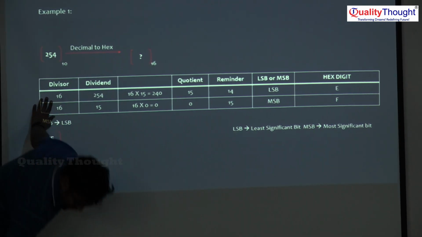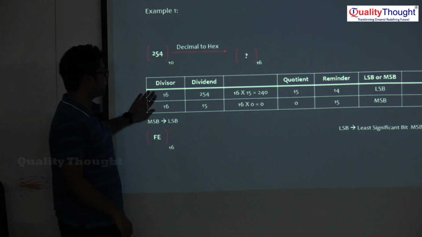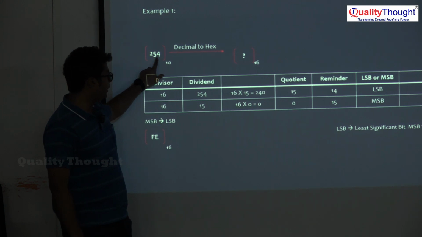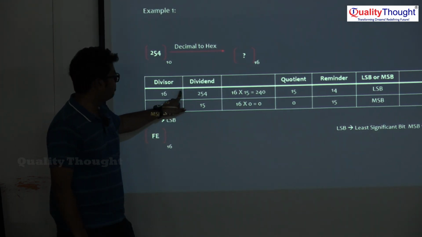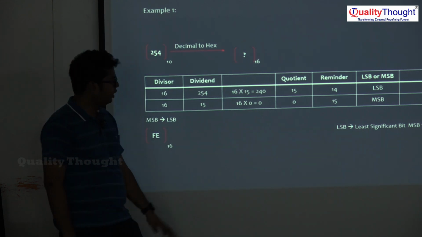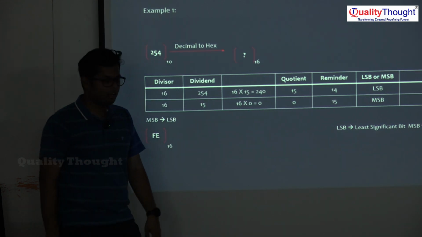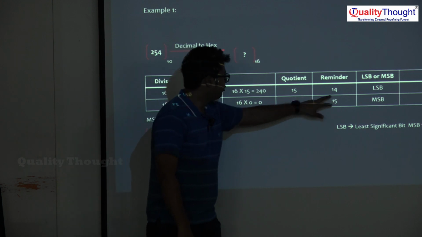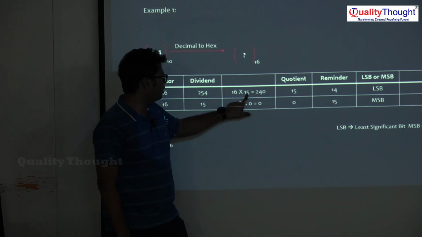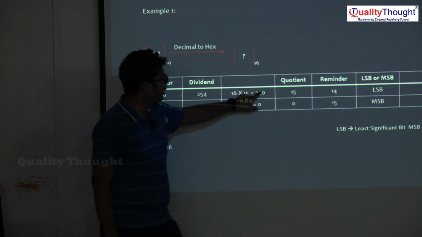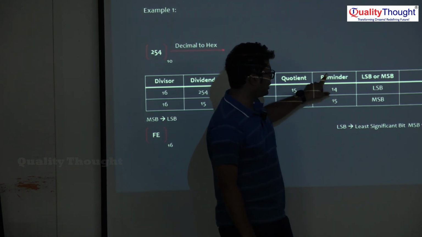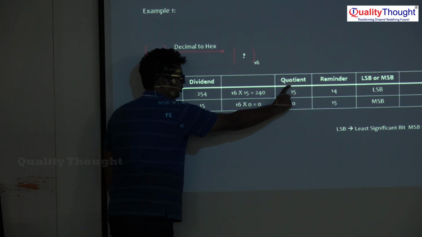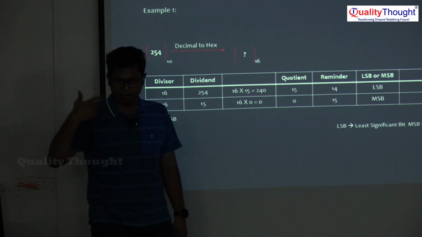So your divisor will always be 16 in the hexadecimal representation. You take the decimal number as the dividend. Now you just need to do the division, where the nearest possible multiplier would be 15. So 16 into 15 is 240. 254 minus 240 is 14, and the quotient will become 15 because you are multiplying 16 with 15. You have to keep repeating the steps until the quotient becomes 0, correct?